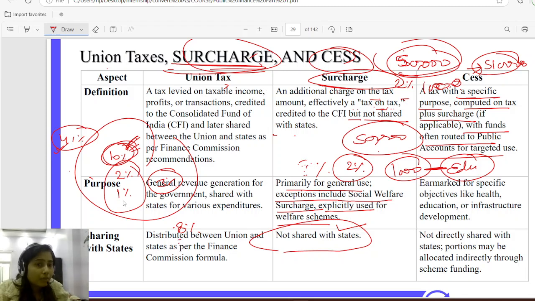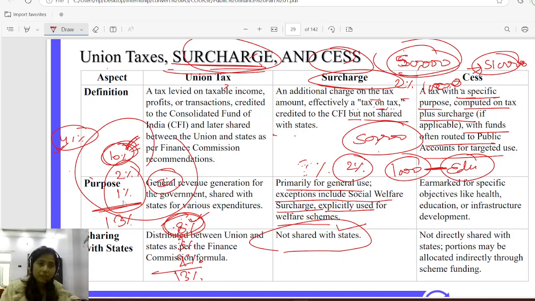Then 3% in surcharge, and then 2% in cess. So overall, if you see, the tax liability on a person is the same, 13%. Here it is also the same. Okay, 13%. But the state share has been reduced. Okay, so that is the point of contention between the state and the center.